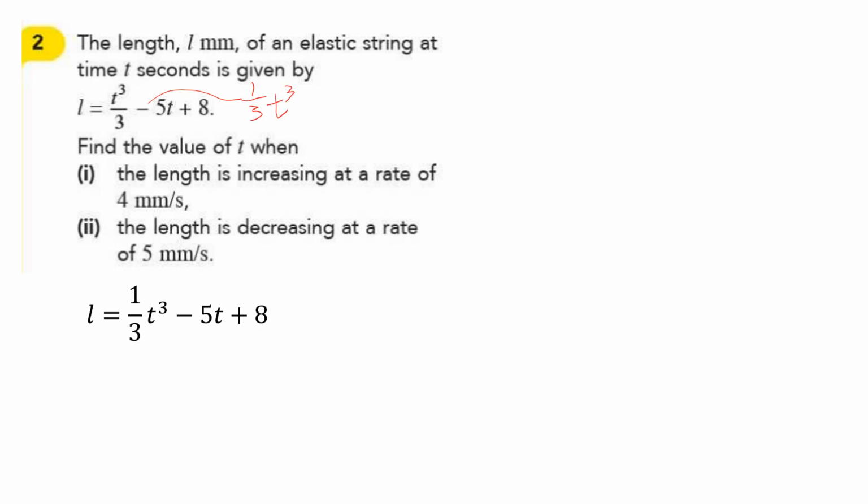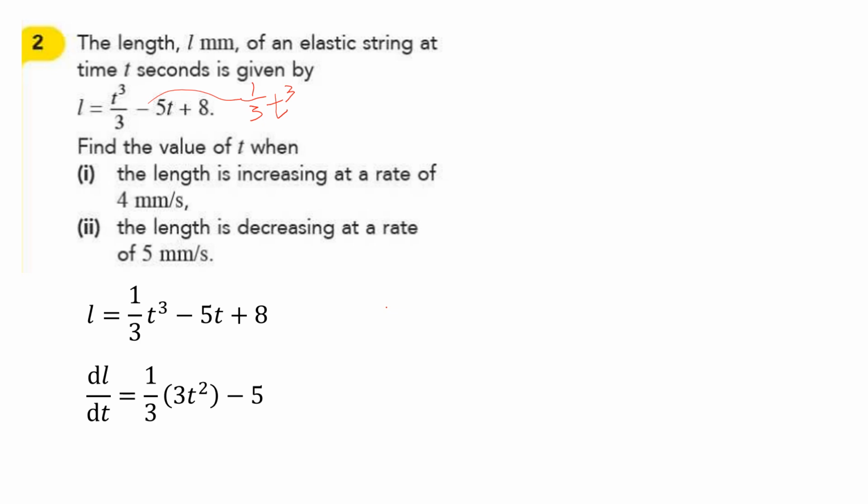Right, so that I can apply the power rule easier. All right, so let's find dL over dt using the power rule. You differentiate t cubed, you get 3t squared. Differentiate 5t, you get 5. Differentiate 8, you get 0. All right, so that is our rate of change.